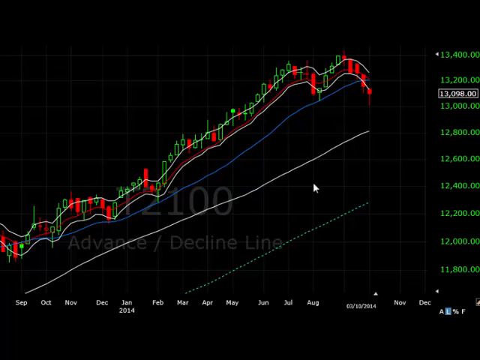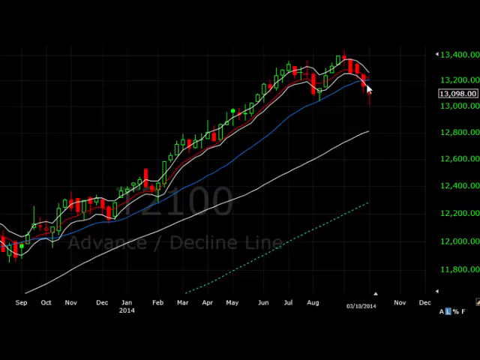But today's topic is going to be looking at some breadth indicators against the stock market. So we'll start off here with the advance-decline line, a typical breadth indicator, measuring the number of stocks that are advancing versus the number of stocks that are declining.